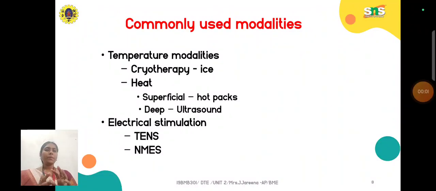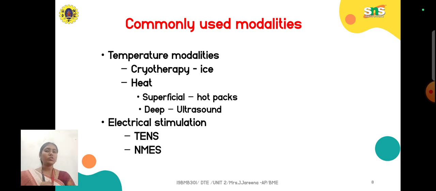Yes, based on the type of inflammation, as I said before, we discussed in the last class about acute inflammation and chronic inflammation. So based on that, we have to go with different types of modalities of therapeutic equipment. There are different types of therapeutic equipment used to treat inflammation and pain.